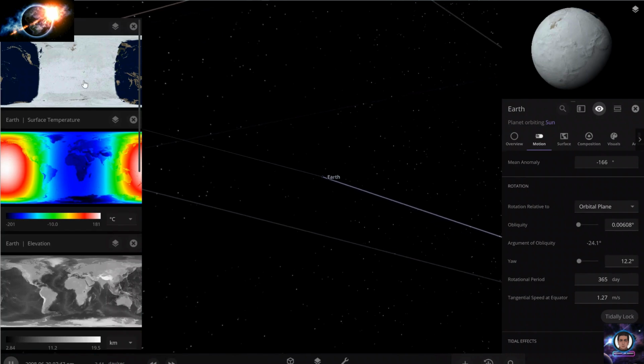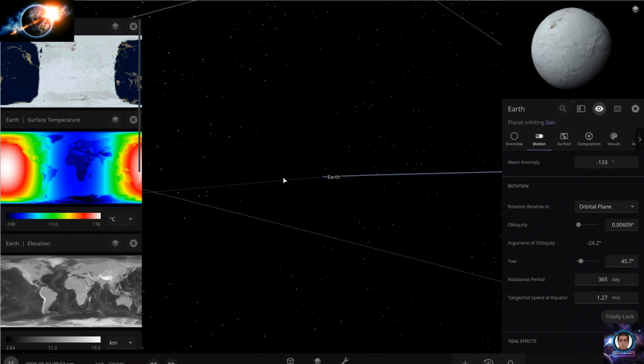Each part of the planet which is day would always be in a day situation, and each part of the planet which is night would be stuck in the night.